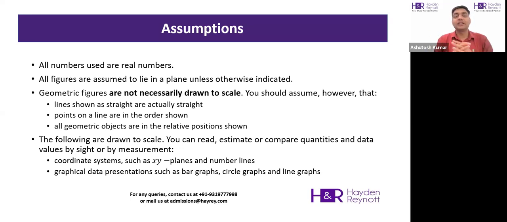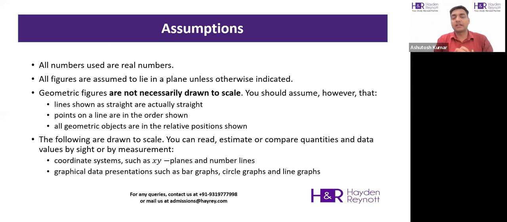However, the lines shown as straight are actually straight. Points on the line are in order as shown. So if a straight line is given, you have to assume that this is a straight line only. If the points on a line are given, you have to understand that the order will be the same. So let's say there's a line and then first point, second, third point are there. This is the assumption that you have to make, that the points are in the certain order which is visible over there.